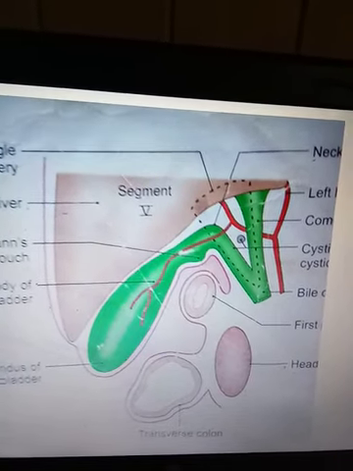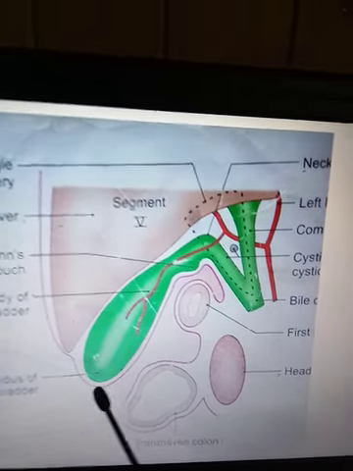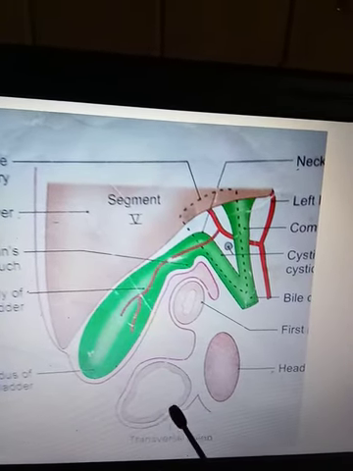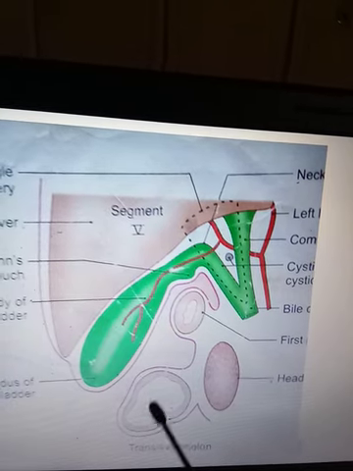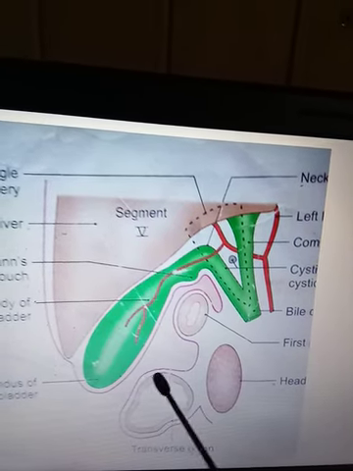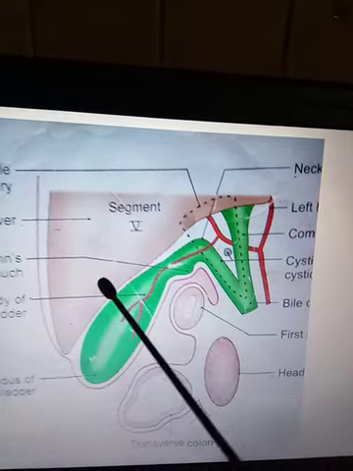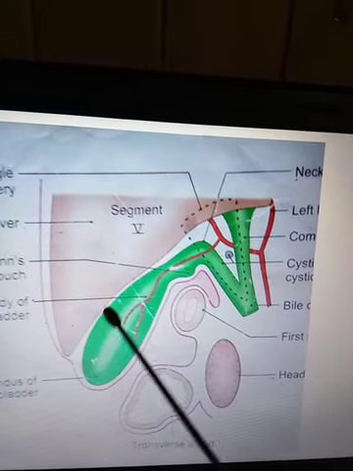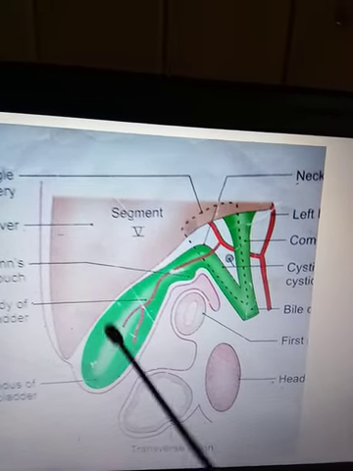Then posteriorly, after the peritoneum, it is in relation with the transverse colon. After that comes your body of the gallbladder.